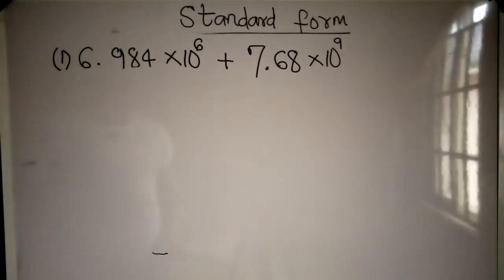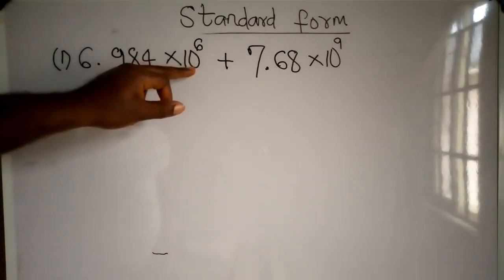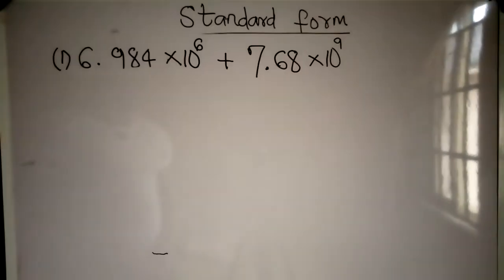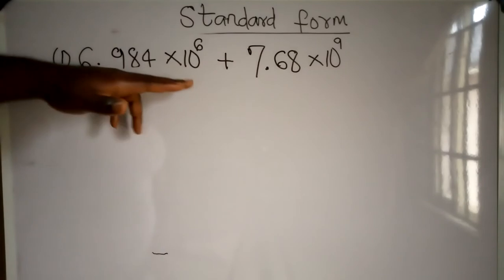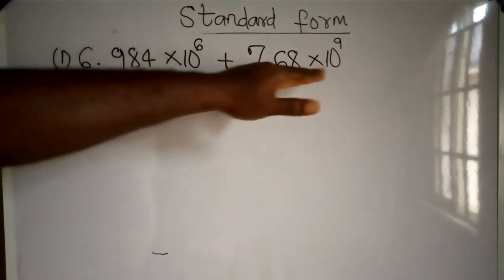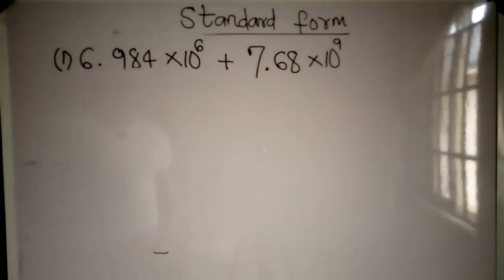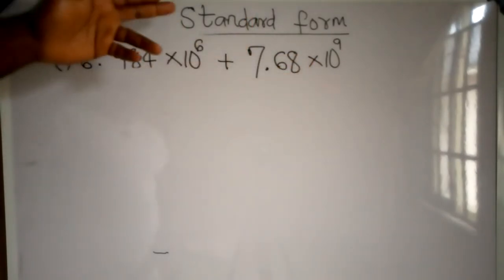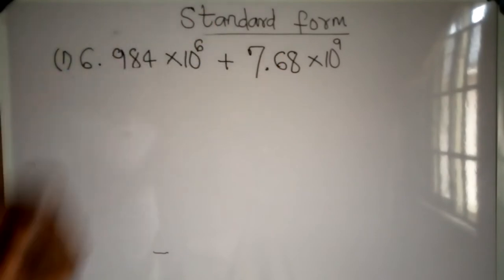The primary objective here is to ensure that the value to which the 10 is raised and the value to which this other 10 is raised are the same. That is, we are going to strive to express these numbers so that the values to which the 10 is raised are the same. Now, if we get that, we can then factorize out the 10 to which whatever value they are raised and then add up the other numbers.